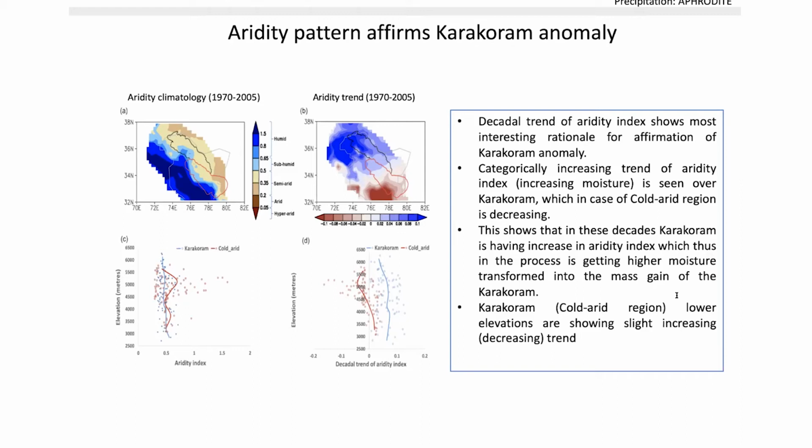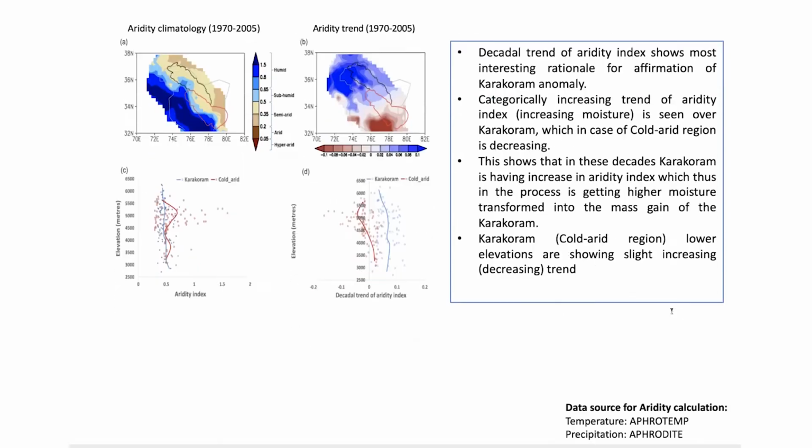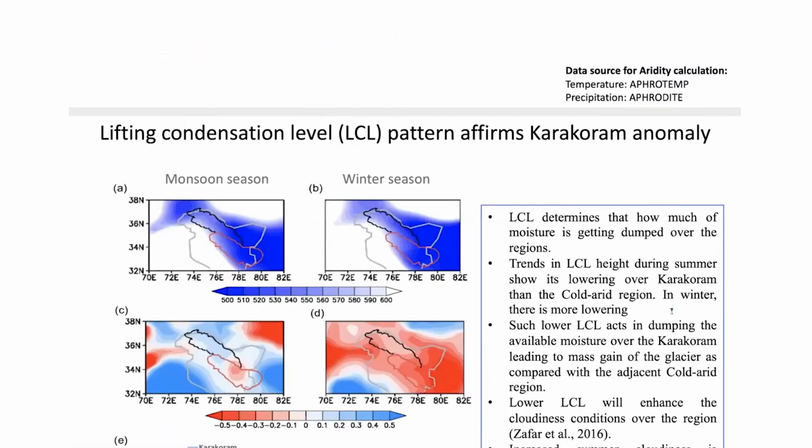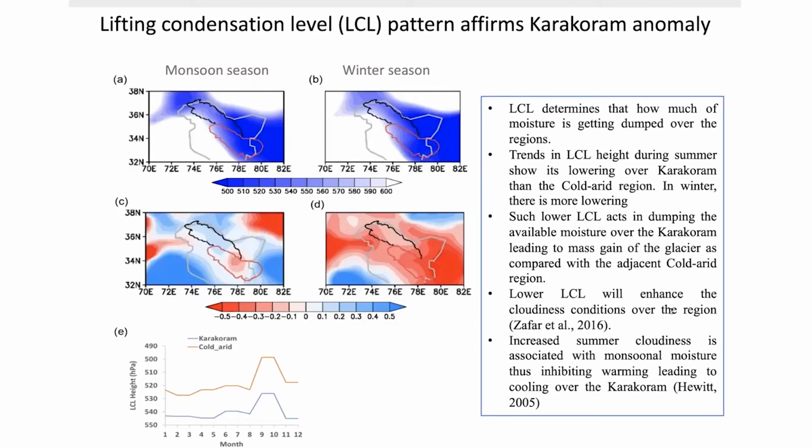So it is getting more amount of precipitation. If you are looking, it's going to the more humid side as compared to the Ladakh side, which is going to the arid side. So Karakoram is becoming comparatively less and less arid, if we are talking about the trend in the last 35 years, and based on the aridity index primarily. And here the proposition which I was discussing, how the lifting condensation level patterns affirm the Karakoram anomaly. So LCL determines how much of the moisture is getting dumped over the region.